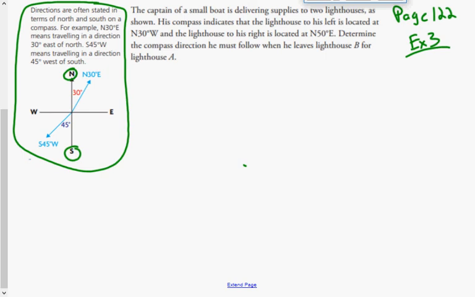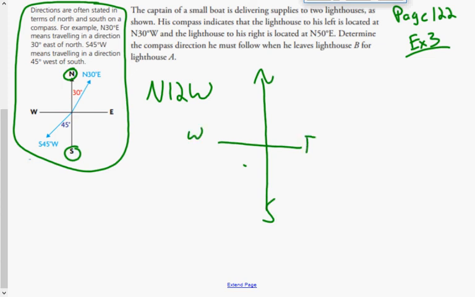So if I said north 12 degrees west, that's north, south, west, east. Now remember, these are always just sketches. You're not actually measuring the precise angles here. It goes off northwest like that. This is my 12 degrees here. Now you just subtract from 90 to find the other. This would be 78.